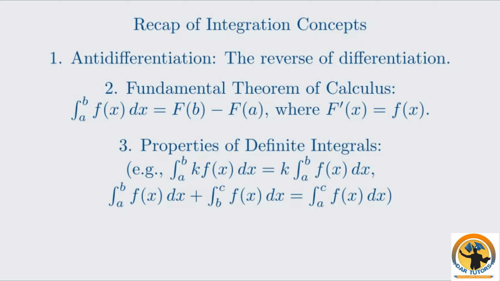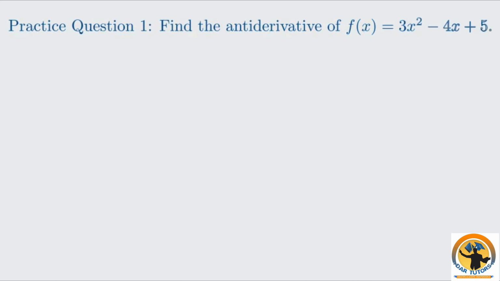To deepen your understanding, let's work through some practice questions. Here is your first practice question. Take a moment to read it and try to solve it on your own. Question 1. Find the antiderivative of f of x equals 3x squared minus 4x plus 5. Pause the video here if you need more time.